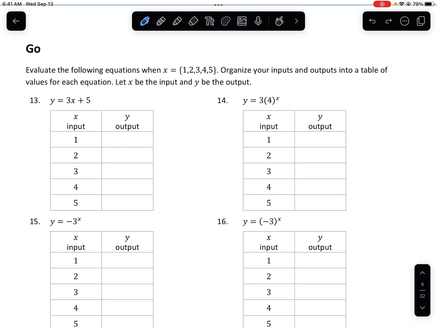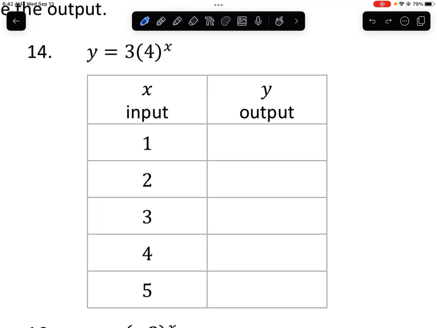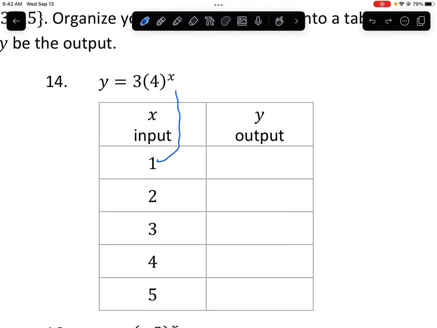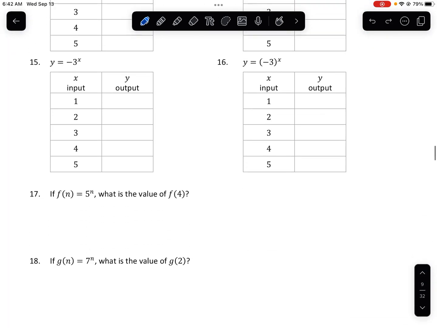And then we get to the Go section, which is actually very similar to that. You need to take the input, plug it in the function. So this is going to be 3 times 4 to the 1st power, which is going to give you 12. And then you just keep going down. So you plug in 2. So it's 3 times 4 to the 2nd power. And you put your answer in there. And you just go down the table. You're just filling in the tables in that section.